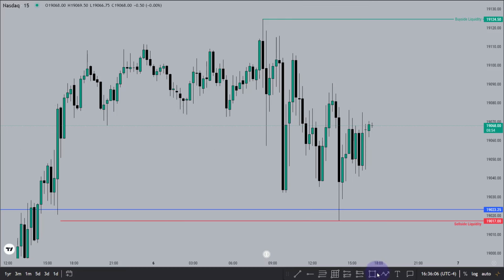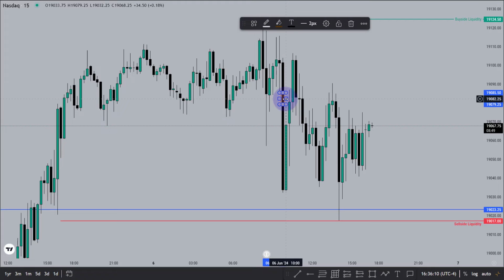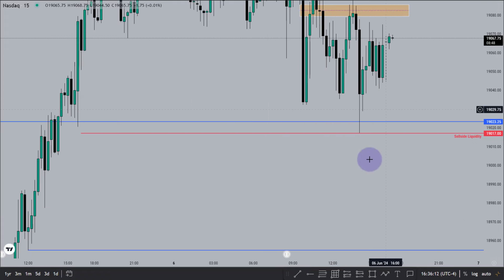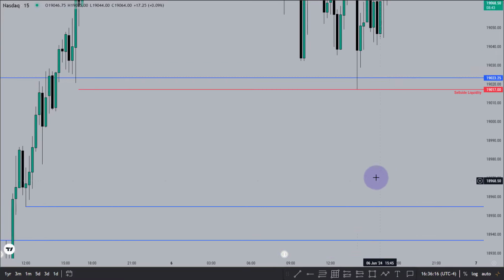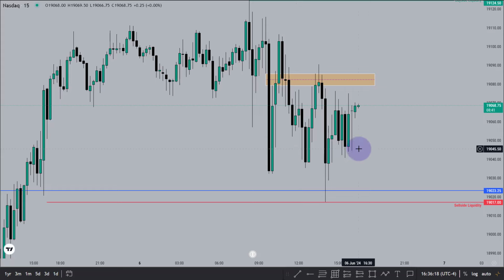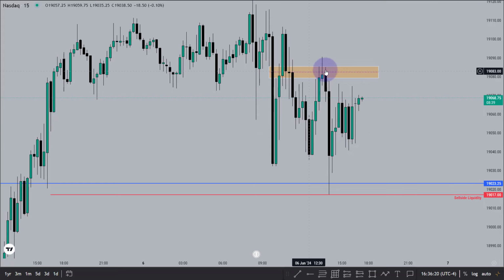I was live in today's morning session. I told you that this inversion fair value gap is important and the market should reach this fair value gap. That means that was my bias. I was bearish. The whole day I was bearish. This fair value gap from the 15-minute chart, keep that in your mind.